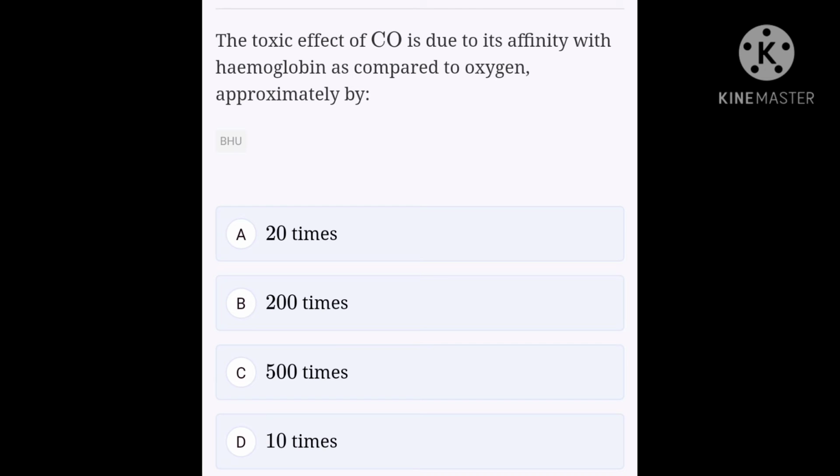The toxic effect of CO is due to its affinity with hemoglobin as compared to oxygen, approximately by: option A, 20 times; option B, 200 times; option C, 500 times; option D, 10 times. Carbon monoxide has 200 times more affinity for hemoglobin as compared to oxygen. Carbon monoxide reacts with hemoglobin to form a stable compound, carboxyhemoglobin. So it impairs O2 transport, resulting in asphyxia, headache, etc. So the right option is B.